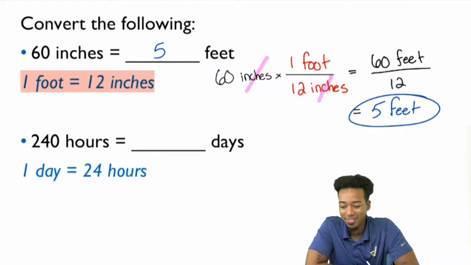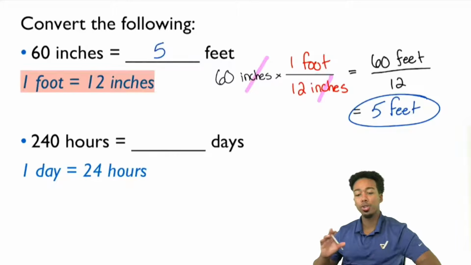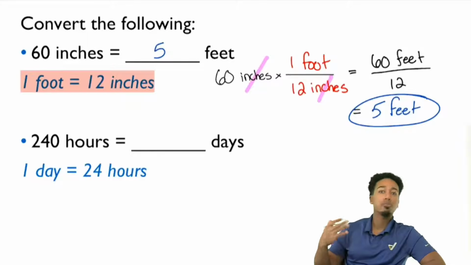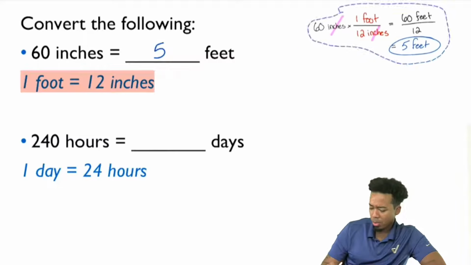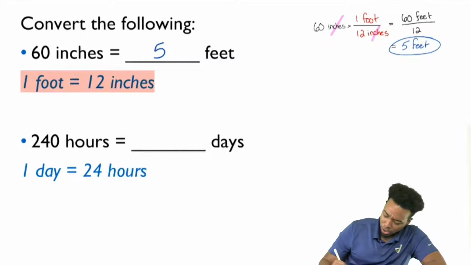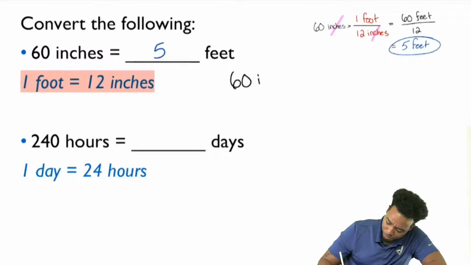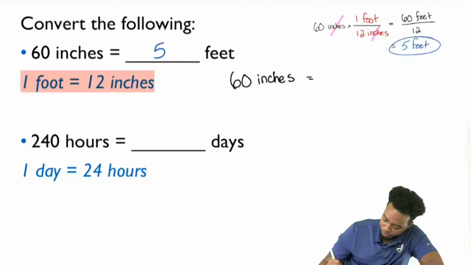Yeah. So now I'm going to show you here the second method, the bigger to smaller method. And I want to see if this is still uncomfortable or maybe a little more comfortable for you. So if I start off with 60 inches, we're trying to go to feet.